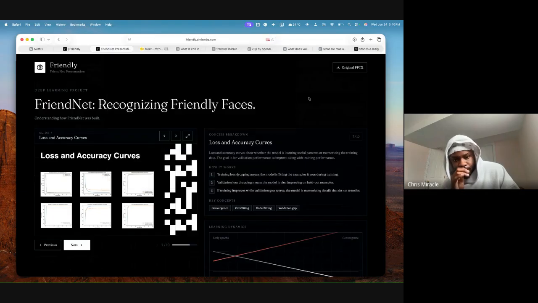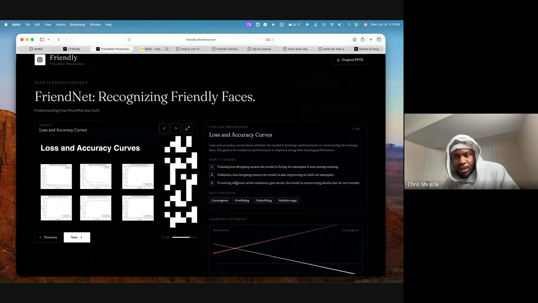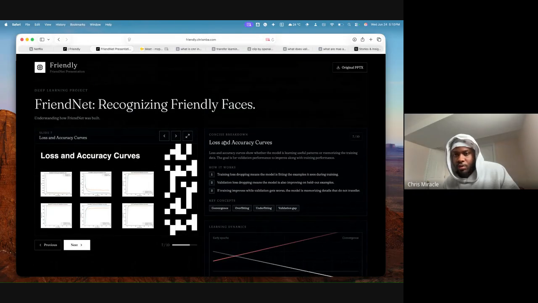I need us to dive into the demo because this video is getting quite long. I'll spend so much time explaining how loss and accuracy work, why a training loss drop means the model is fitting. Okay, I think this is good.